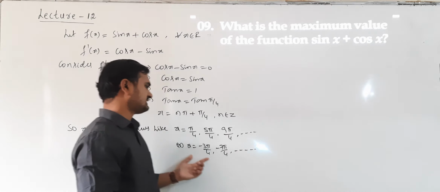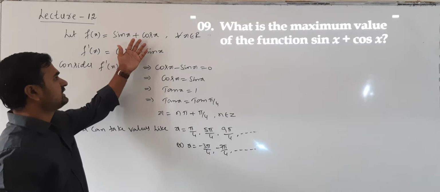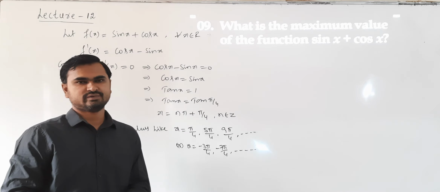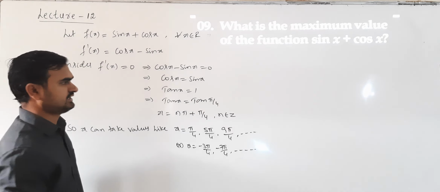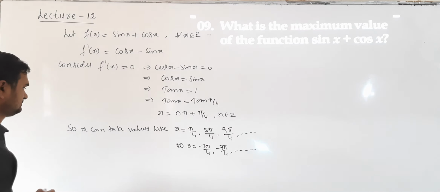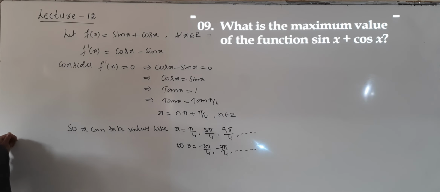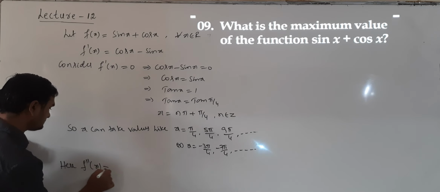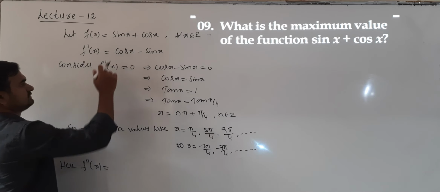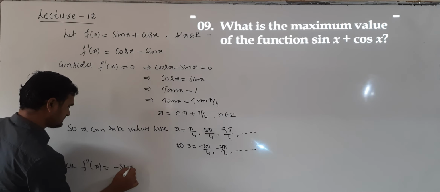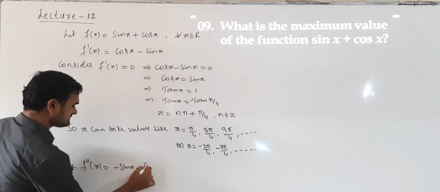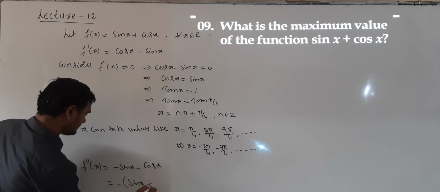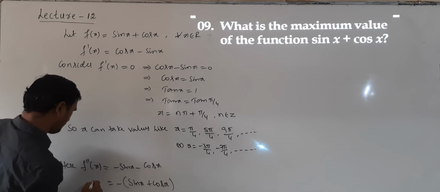Now at these critical points, let us find the maximum value of this function. Where we are going to get this maximum depends on the second derivative. So let us find the second derivative. Here f double dash x: the derivative of cos is minus sin x, minus the derivative of sin, which is cos x. So it is minus of sin x plus cos x.